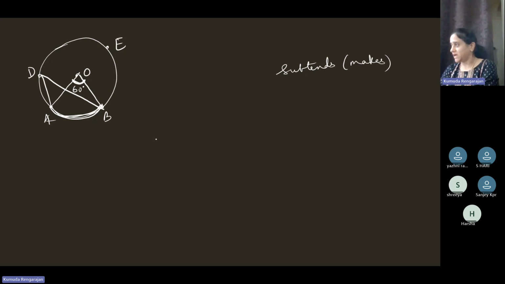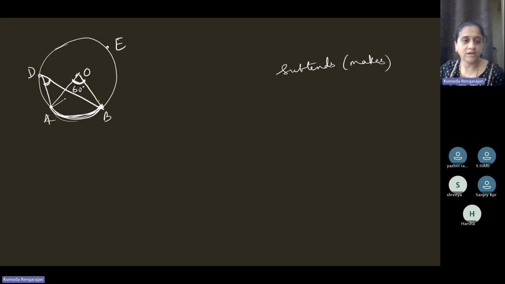Which is the arc? AB is the arc. Which is the point on the circumference? D. The arc is AB, okay. And there's a point D on the circumference. What did we do? We joined A to D and B to D. That is, the ends of the arc to the point D on the circumference. So what is this angle? This angle is made by arc AB at D.